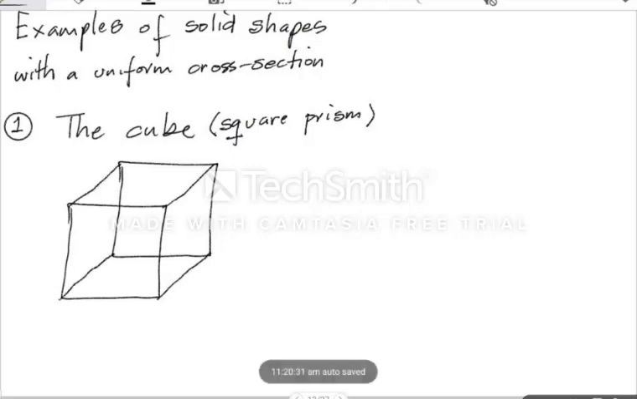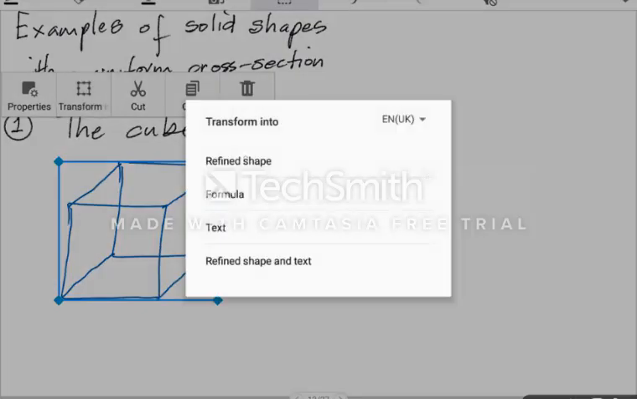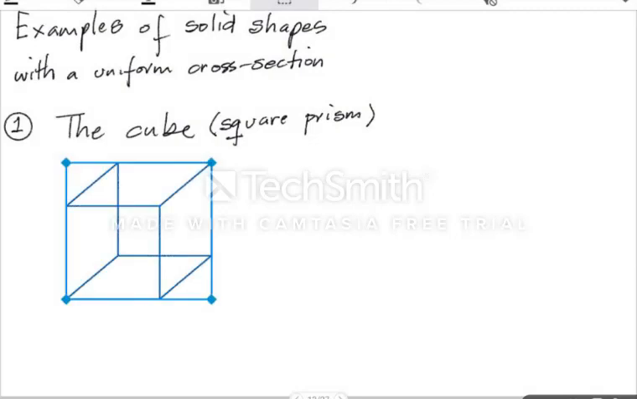All right. Now this shape is called a cube. I'm going to let mine look a little bit better. When you are doing it, I guess you can use rulers. All right. So this is an example of a cube.